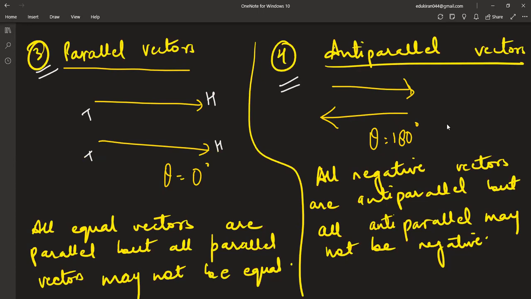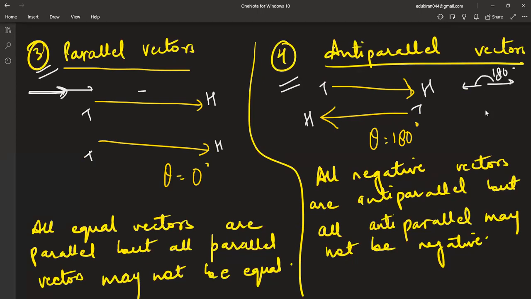Coming to the opposite one. Here the head coincides with the tail and here the tail coincides with the head. That is, both are exactly opposite to each other. When you keep them together, the angle made between them, you can overlap it, so the angle is 0 degrees. But when you keep both of them, the total angle that is formed is 180 degrees. So these are anti-parallel vectors.